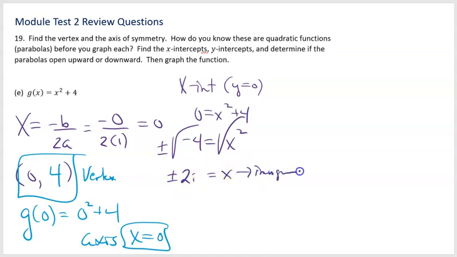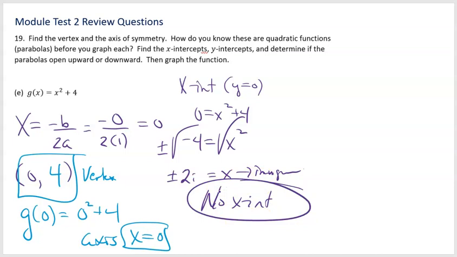If you get imaginary x-intercepts, there are no x-intercepts. We don't have imaginary values on a real xy axis. So no x-intercepts. What about the y-intercept? Remember, that's when you set the x value equal to 0. So if x is equal to 0, y is equal to 0 squared plus 4, which is 4. So that's the point (0, 4).